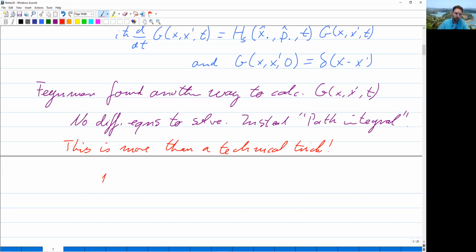For one, what we will see is that quantum theory can be derived in a way that is fresh from the start.